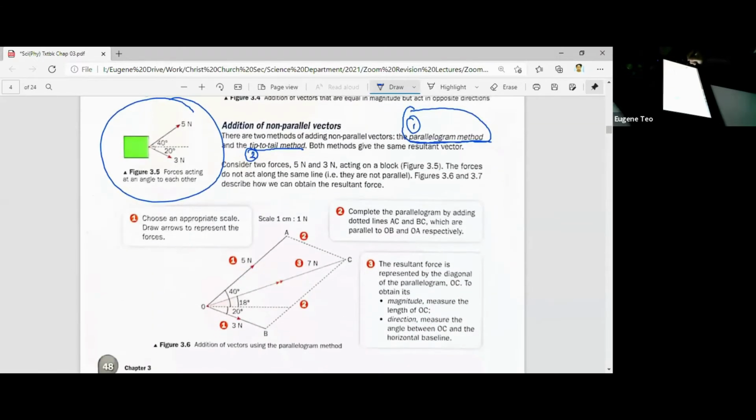So the steps are all written here, so I'm just going to go through step by step. First up, choose an appropriate scale. Once again, you always must start off with step 1, choose the scale. Only when your scale is done properly, when you've chosen the scale that you want to use, then you can start to draw the vector diagram. In this case here, the scale chosen is 1 cm to 1 Newton. So the person drew 5 Newton here, 3 Newton here.